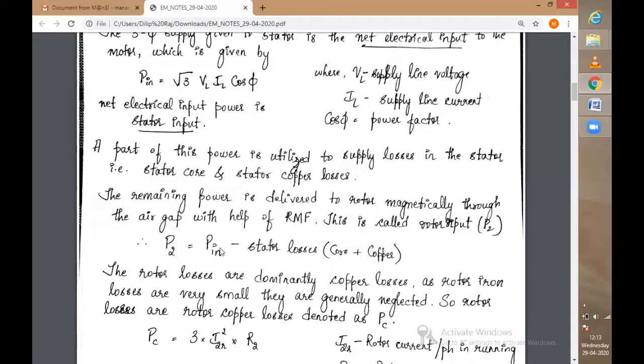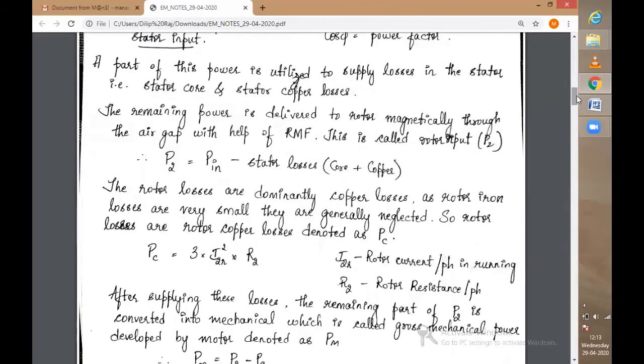Now this P2 is given by P in minus stator losses. P in is the total electrical input given to the stator. In that, a part of the power is spent for the stator losses, and the remaining power is delivered to the rotor, which is regarded as P2.